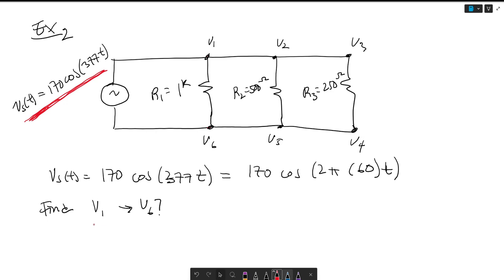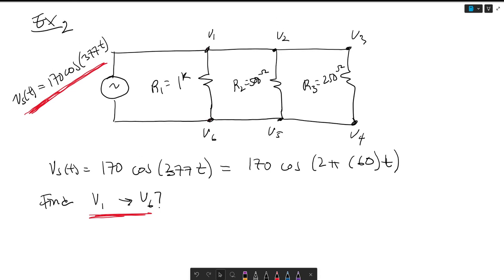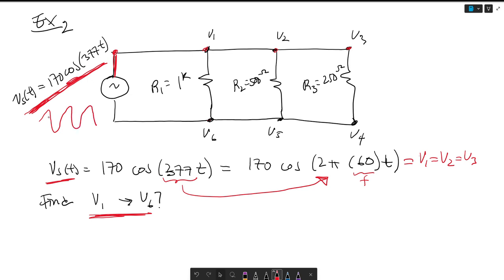And we're tasked to find V1 through V6. So in order to find V1, V2, and V3, we notice that they're in the same node as my voltage source. As a result, this voltage source is equated to V1, V2, and V3. Just for a little bit of knowledge here, this 377 has to equate to 2 pi times a frequency. As a result, this cosine function is being put in at a 60 hertz frequency.